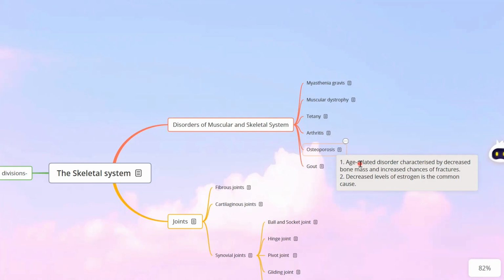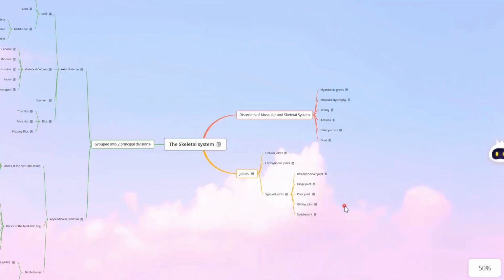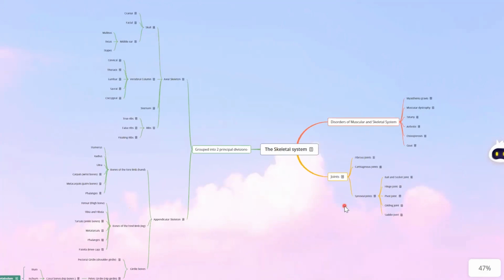And decreased levels of estrogen is the common cause. And this disorder is mostly seen in women. Then we have gout. Gout is the inflammation of joints due to the accumulation of uric acid crystals. So that is all there is in the chapter locomotion and movement.